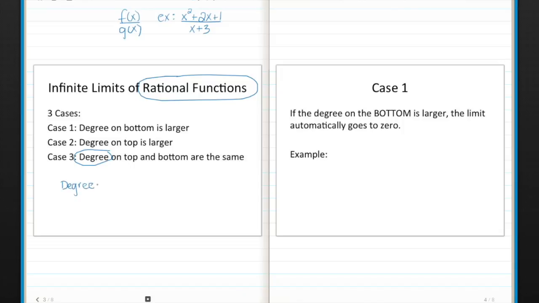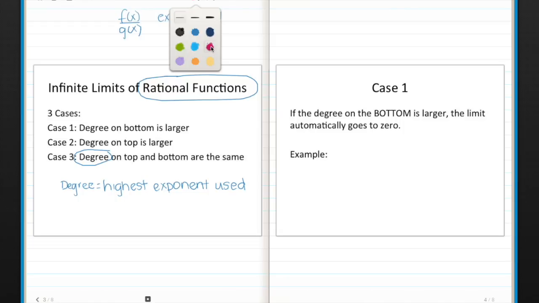Now there's one word that all of these cases have in common, and that is the degree. For that, we need to go back to algebra and remind ourselves, what does the word degree mean? And the answer is, it's all about the power. The degree is the highest exponent present in the polynomial. So the degree there is the highest exponent used.